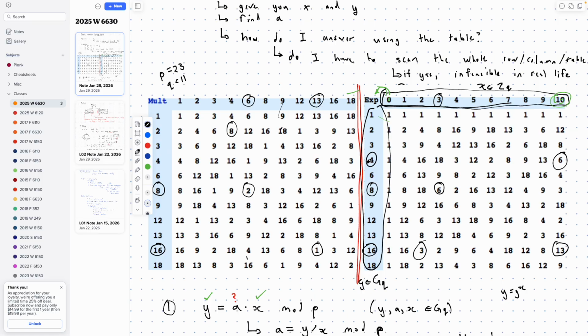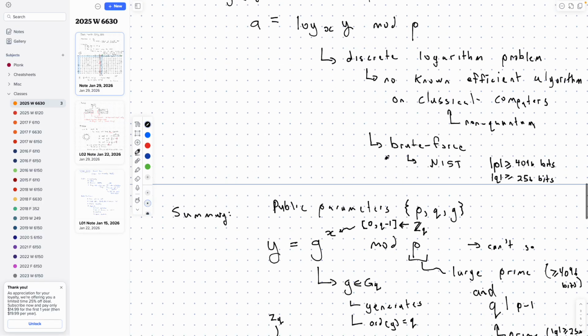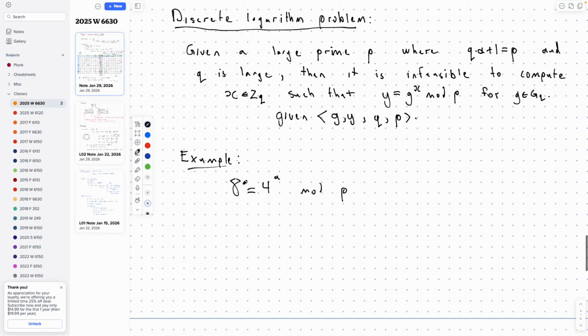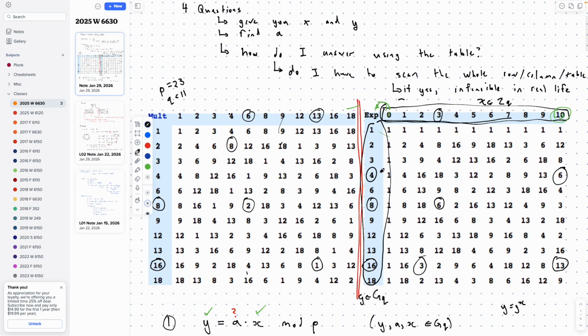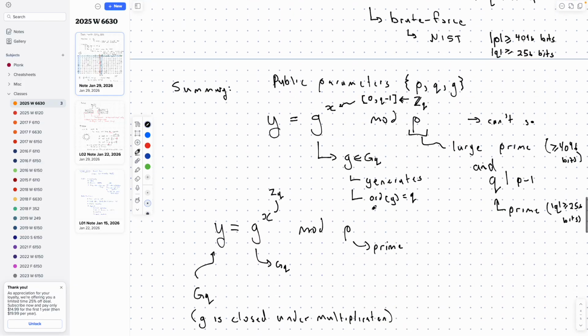So what I'm going to do is scan along the row. Sorry, was there a question? No? Okay. So I want to find A. I'm going to start at the row 4, and I'm going to look at every power of 4 until I get 8. All right, so I start at 4. Am I at 8? No. Am I at 8? No. Am I at 8? No. Am I at 8? Yes. So what was the power that gave it to me? 4 to the 7 is 8. So A equals 7.